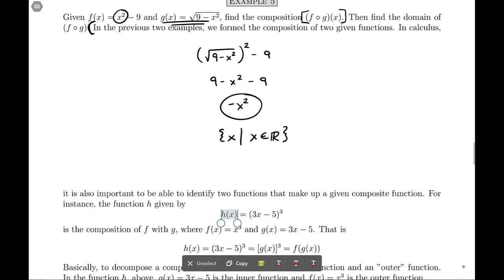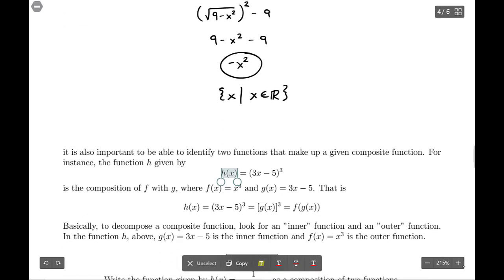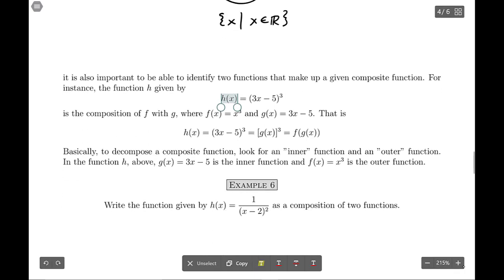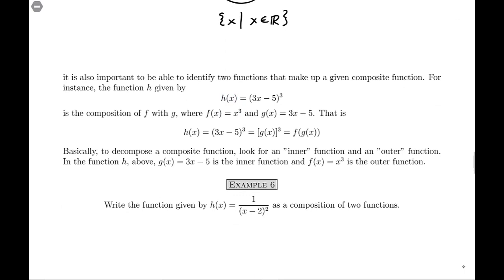Now, where the typesetting got messed up, what we would say now is in the previous two examples, examples 4 and 5, we formed a composition of two functions. In calculus, it's also important to be able to identify what functions are used to create a certain composition of any two functions, or 3 or 4, whatever the case might be. So let's consider right here in the middle of our screen, we have h of x is equal to the quantity 3x minus 5 cubed. We can break that apart into individual functions: f of x could be x cubed, g of x could be 3x minus 5.